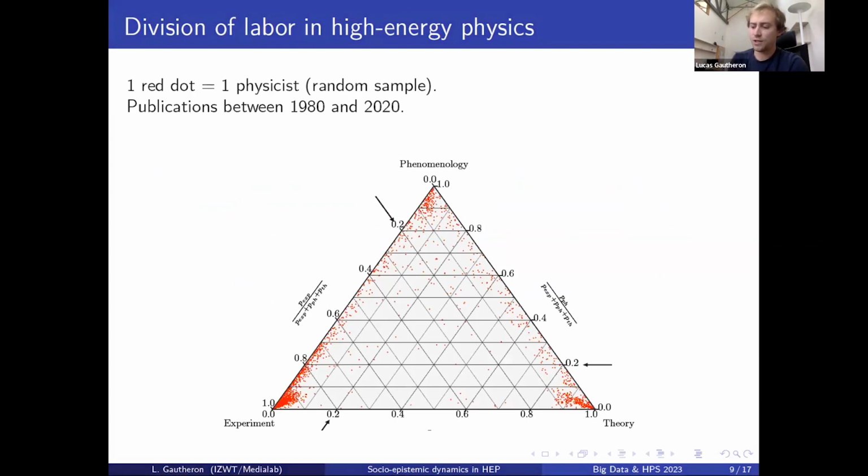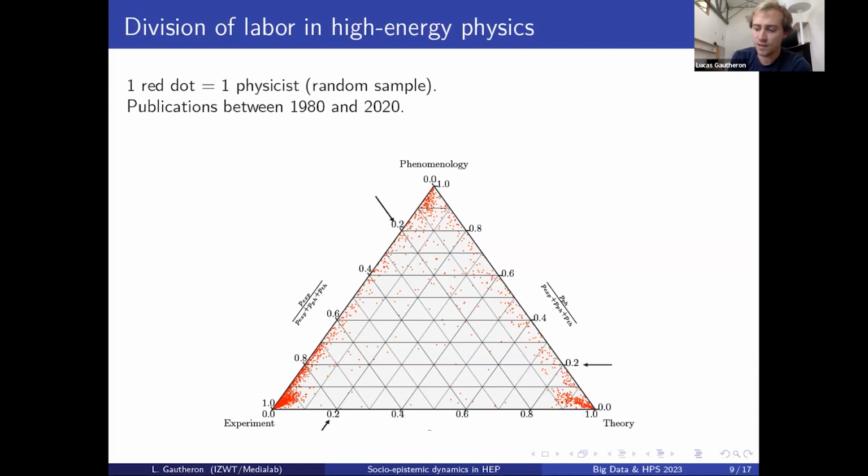And in order to visualize the division of labor between these three categories of the literature, what we did was analyze the publication record of high-energy physicists and the fraction of how much they publish within each of these categories over a certain time range. And the results are shown on this ternary diagram.